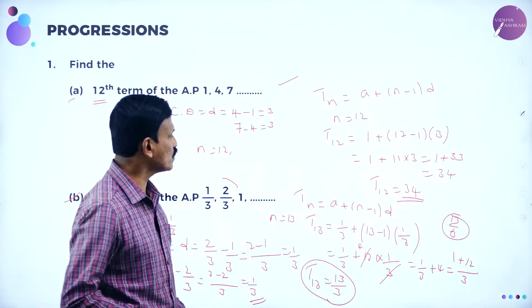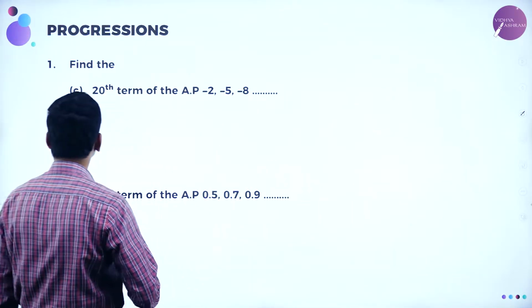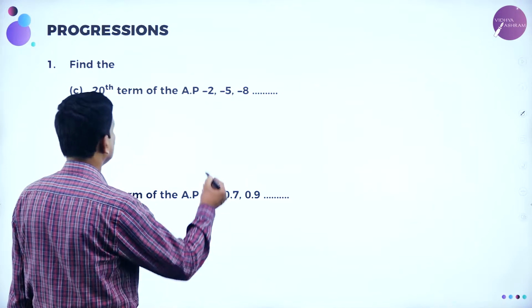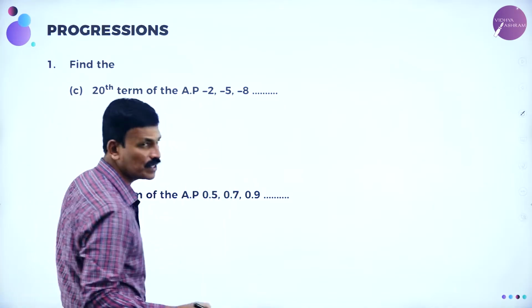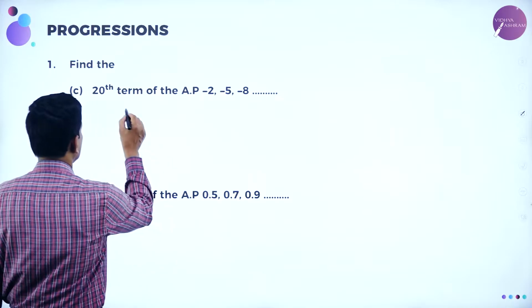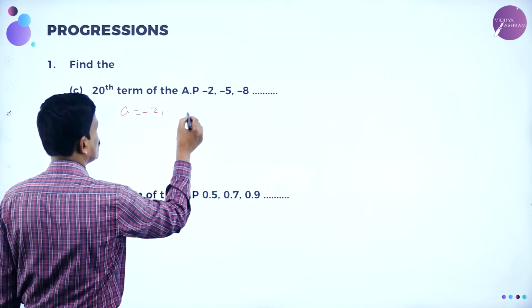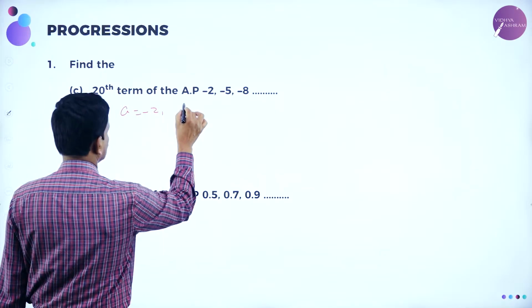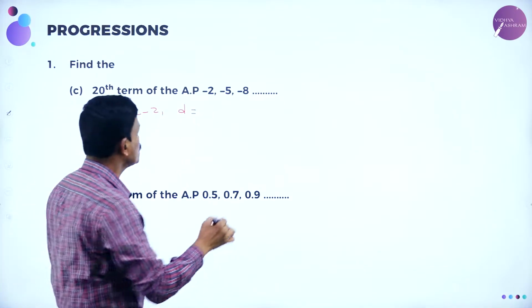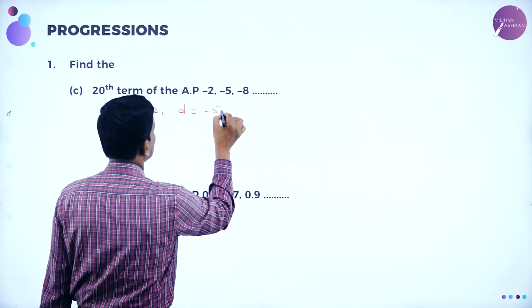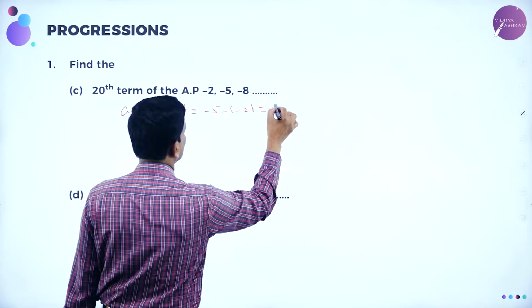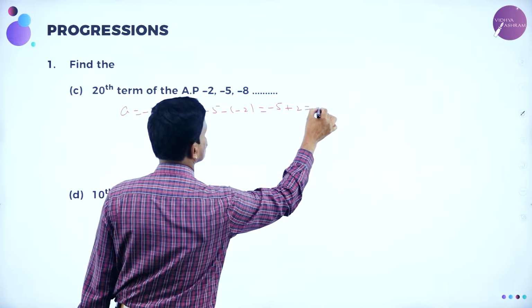Now let us come to the next problem, same type of problem. Question number 3. Find the 20th term of the AP minus 2, minus 5 and minus 8. Negative values are given. Now a is as usual the first term, minus 2, and the common difference d is equal to minus 5 minus of minus 2. That is minus 5 plus 2, that's equal to minus 3.